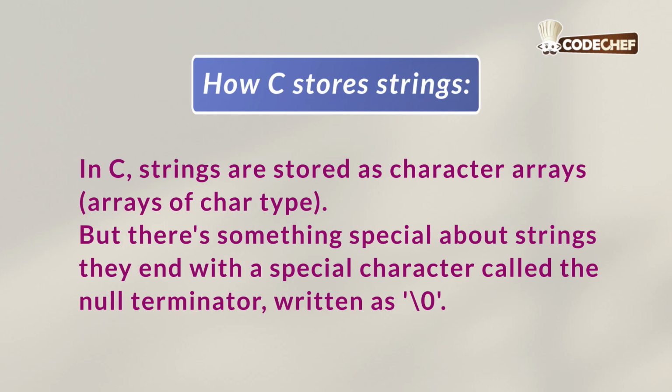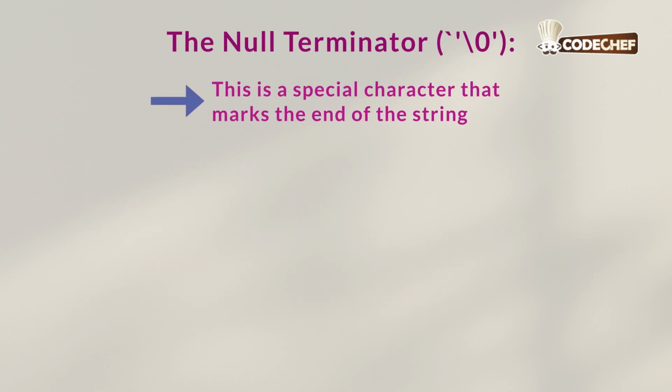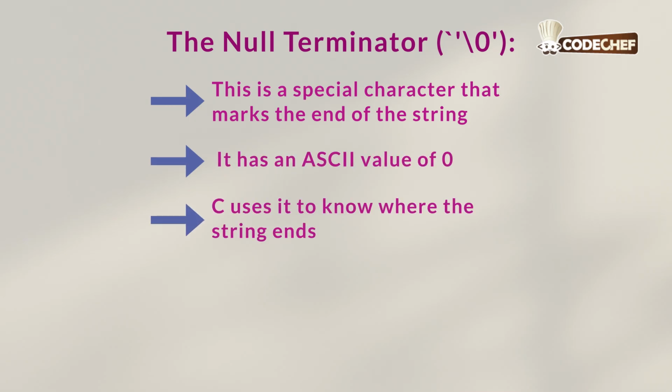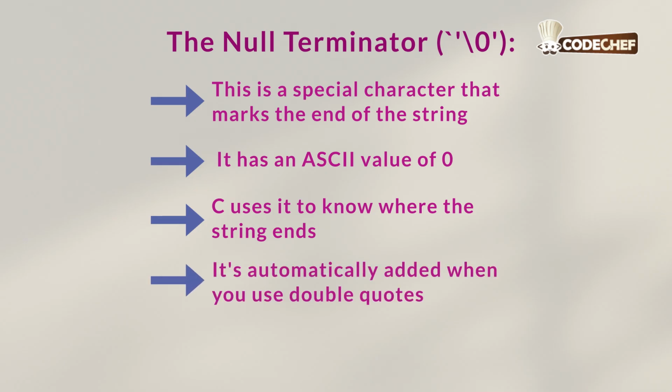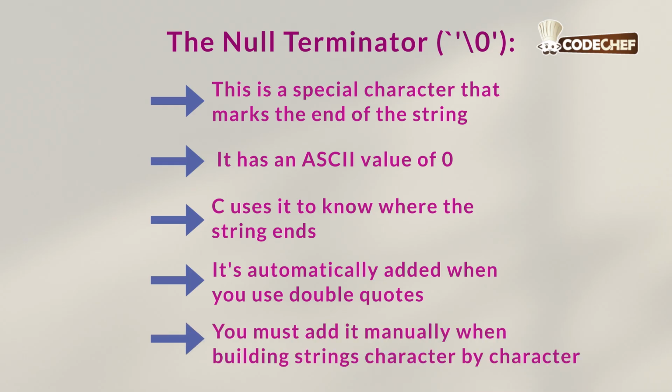But there's something special about strings. They end with a special character called the null terminator, written as \0. This is a special character that marks the end of the string. It has an ASCII value of 0. C uses it to know where the string ends. It's automatically added when you use double quotes. You must add it manually when building a string character by character.